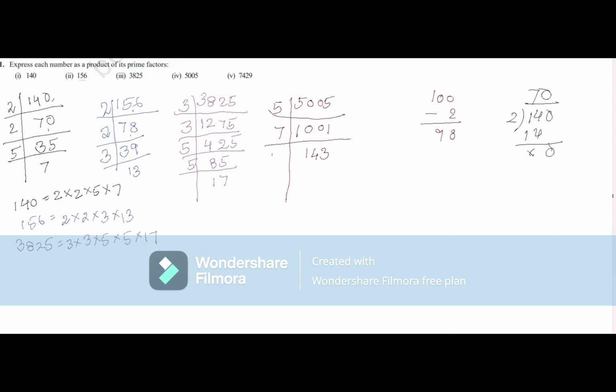Now I'll try divisibility by 11. 11 ones are 11, 11 threes are 33. So 5005 is equal to 5 into 7 into 11 into 13. Right? Similarly, 7429 remains for you for practice. Okay? Thank you.